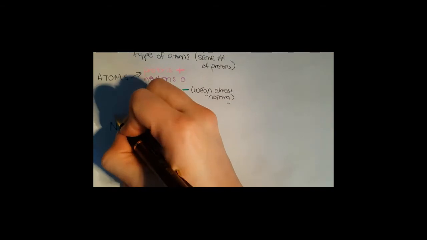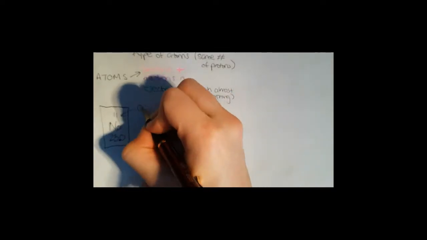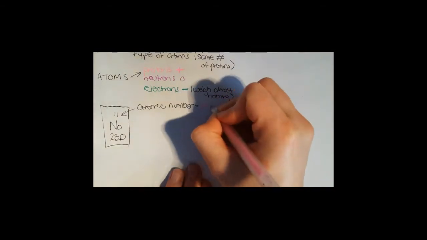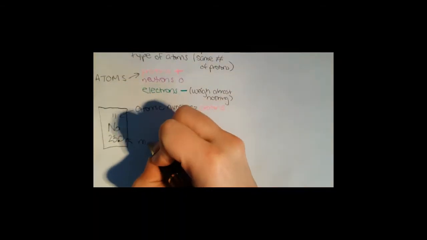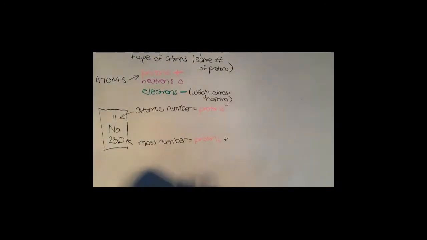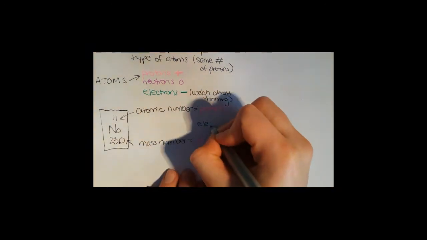If we use sodium as an example, we can draw its symbol here and how it would appear on the periodic table. This top number is called the atomic number, and it is equal to the number of protons. This bottom number is called the mass number. It's how much it actually weighs, and it's the number of protons plus neutrons. Remember, electrons weigh almost nothing.